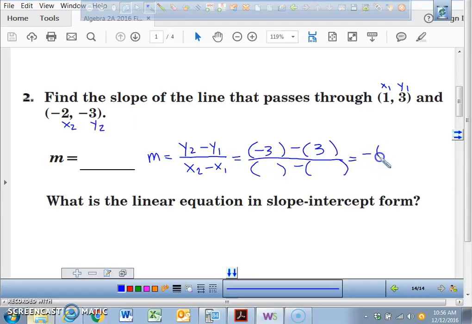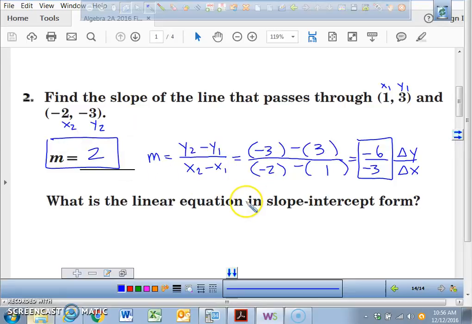And that gets me a negative 6 up there in the numerator, which is the change in your y values, delta y. x2, negative 2. x1, 1. That becomes a negative 3, which is the change in your x values. You divide these right here. Negative 6 divided by negative 3 is a positive 2. Therefore, you found your slope of your line to be 2, which is a 2-to-1 ratio. Up 2 over 1, up 2 over 1 is a positive slope.